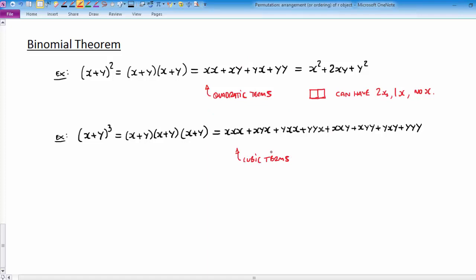And notice that each cubic term, we can look at as a group of three slots, right? We can use all three slots for x's, or out of those three, we use two for x, and the other will be for the y. We can use one x and the other two for y's, and no x's. So it can have three x's, two x's, one x, or no x.